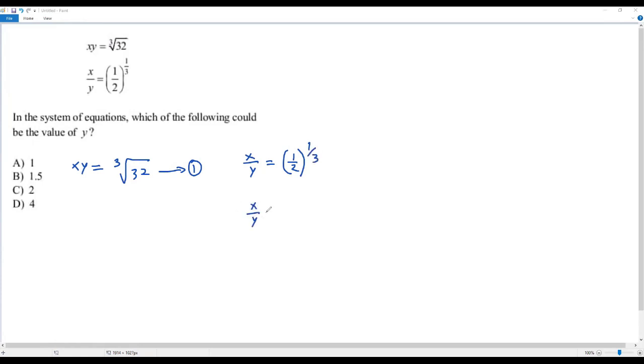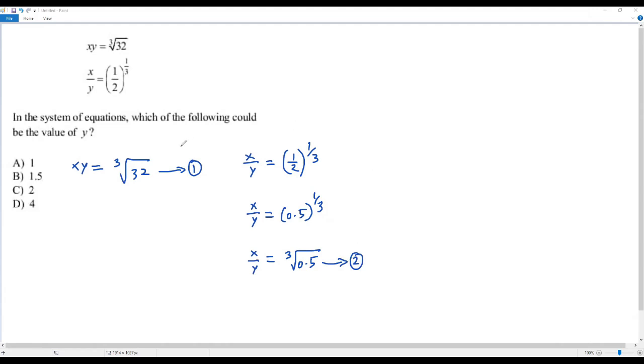x over y equals, we know that 1/2 equals 0.5, so we can write 0.5 for 1/2 raised to the power of 1/3. x over y equals, here this exponent 1/3 can be written as a radical with index 3. Then we get the cube root of 0.5 on the right side. Now let me name this equation 2.